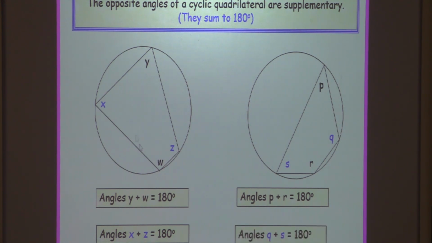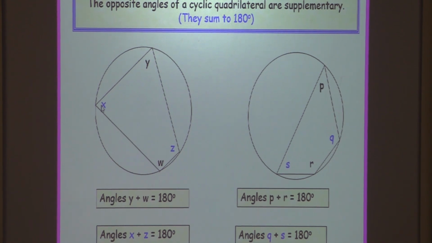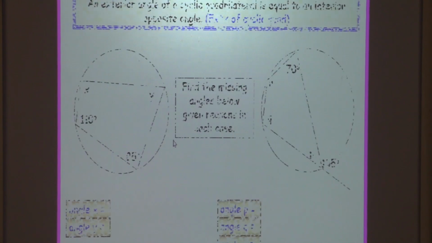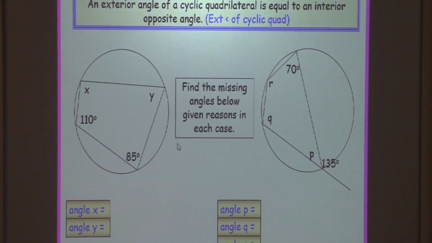And you must be able to prove this theorem. If I'm proving that this plus this is 180, the construction will come from these two. Let's look at, for example, the same theorem.